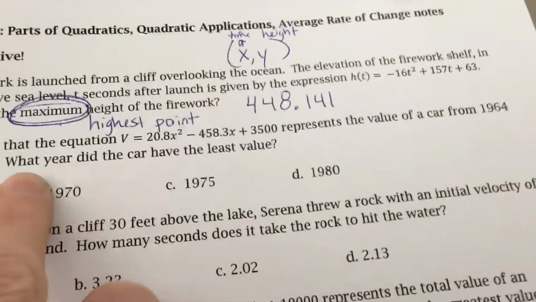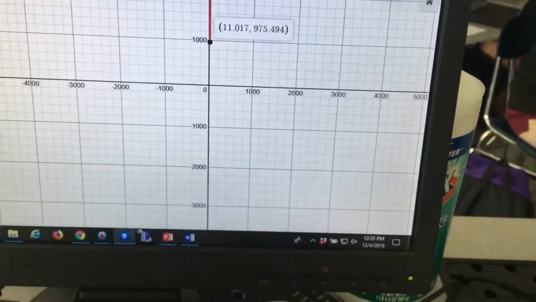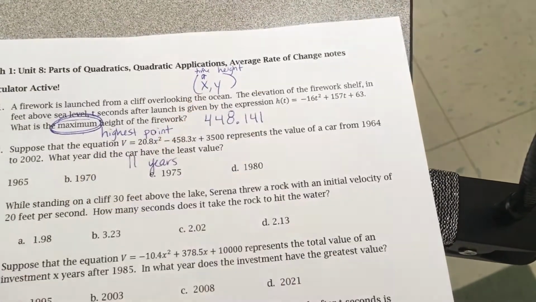And it said what year? Year is a value of time. So what do I want, the X or the Y? X. So the X is 11. It took 11 years, and then it had the least value.